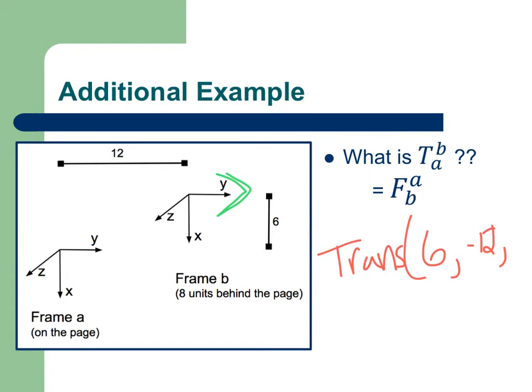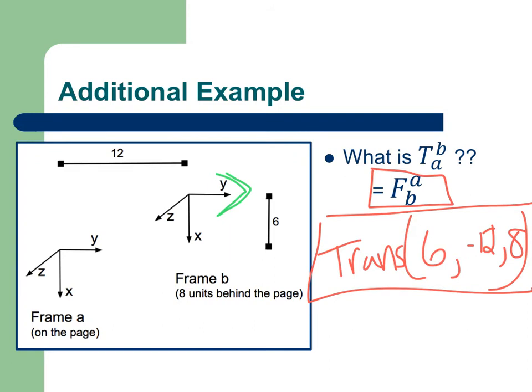And in terms of the z in out, if I look at the z-axis here, frame B is behind the page. And so I need to go in the positive z direction by 8 units. So I'm going to add to this 6, -12, 8. So that's what I think I need to do, is trans 6, -12, 8 to do the frame transformation from B to A. But of course, I know that it's also the homogeneous transformation that would take a point in A coordinates and turn it into a point in B coordinates.